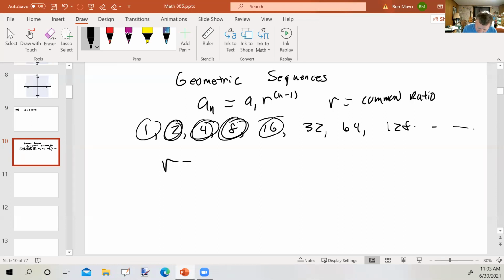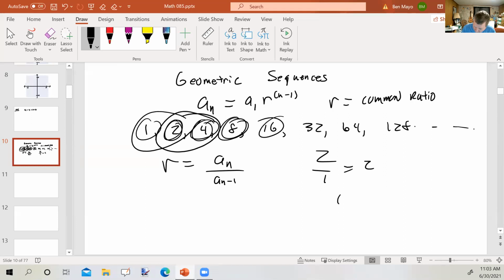How would you find the common ratio? You would take a term divided by the previous term. So for instance, 2 divided by 1 is 2. 4 divided by 2 is 2. 8 divided by 4 is 2. So to find the common ratio, you take a term in the sequence divided by the previous term in the sequence, and that gives you the common ratio. All right, any questions before we go on to some examples? All right, let's get some examples here.